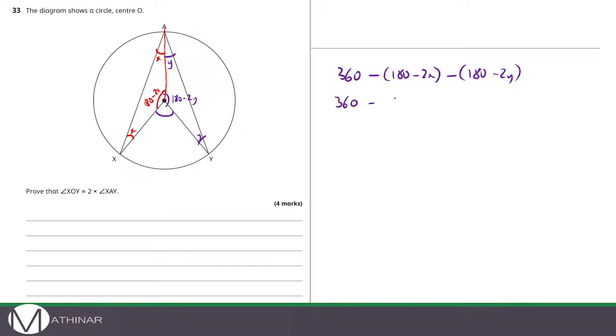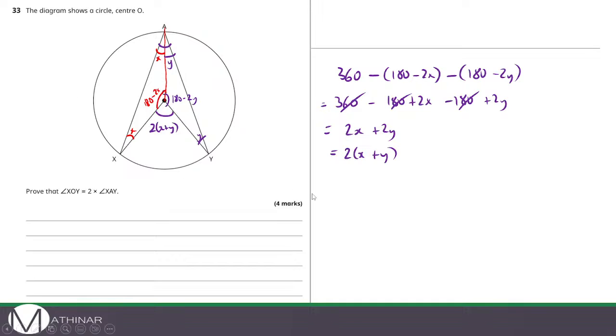So let's get rid of all the brackets. 360 take away 180 take away 180 cancels out, leaving me with 2x plus 2y, which can be written as 2 times (x plus y). So this angle is equal to 2 times (x plus y), and our original angle was x plus y. So we've proved that this angle is double that angle.